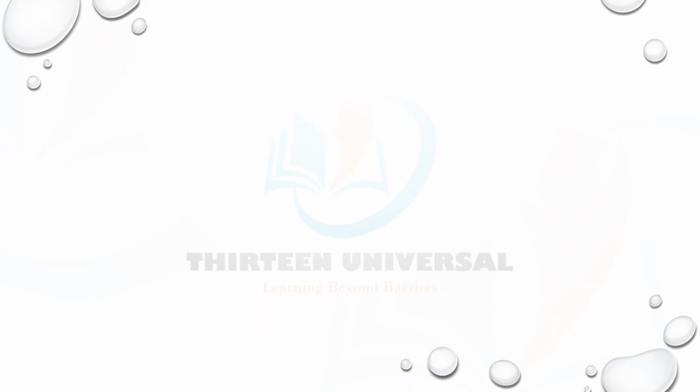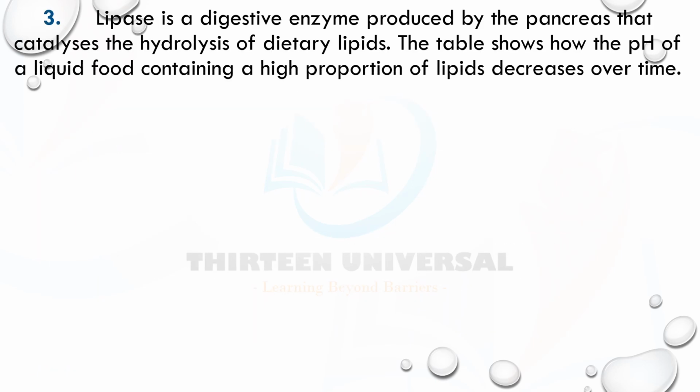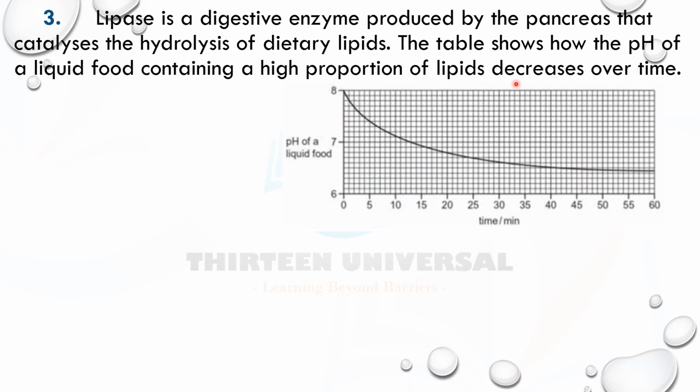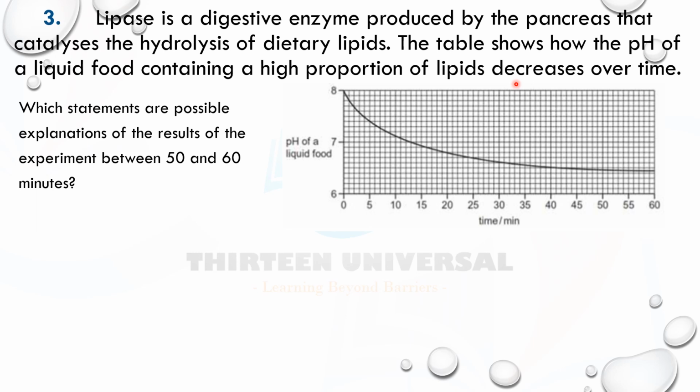Okay guys, now look at this question. You can pause the video and try it once I finish reading it. Lipase is a digestive enzyme produced by the pancreas that catalyzes the hydrolysis of dietary lipids. The table shows how the pH of a liquid food containing a high proportion of lipid decreases over time. Look at this: this is time, this is pH of liquid. Can you see that with time the pH is decreasing?